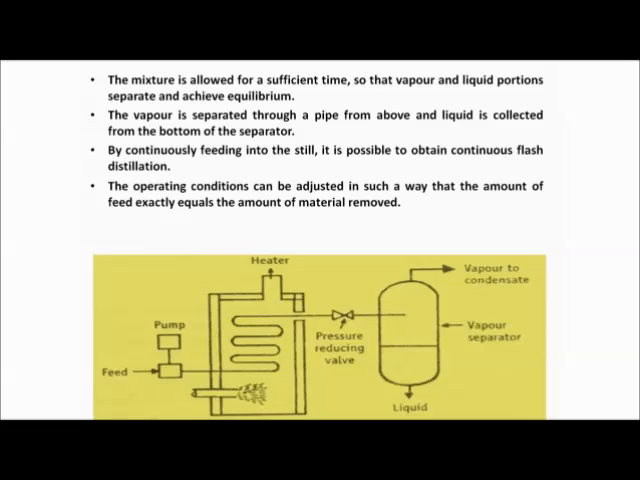The operating conditions can be adjusted in such a way that the amount of the feed we are entering here is always equal to the amount of material being removed. For continuous flash, the amount of the feed which we are providing must be equal to the amount of the product which we are getting, right? Thus the vapor and the liquid concentration at any point remain constant.